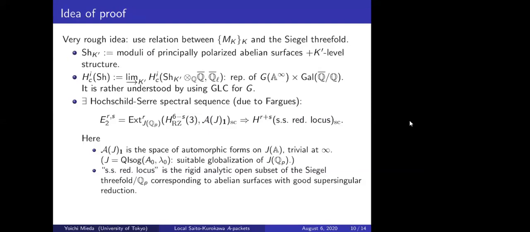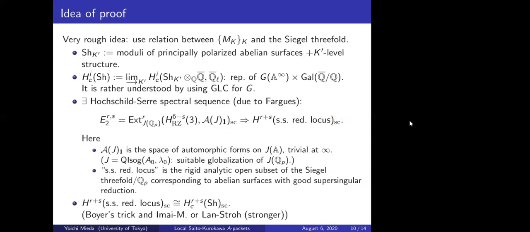And this is precisely a generalization of the proof of the theorem of Dat and Carayol. And here we take a supercuspidal part. And this supercuspidal cohomology is actually isomorphic to the compactly supported cohomology of the Shimura variety.